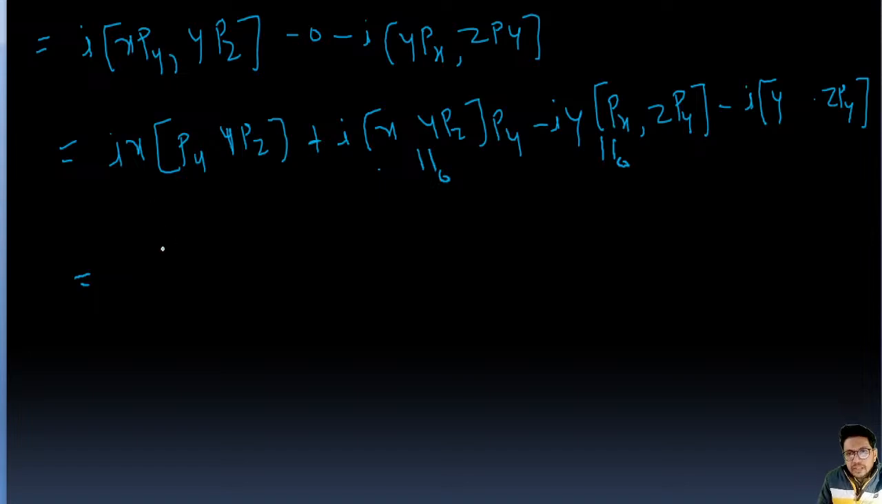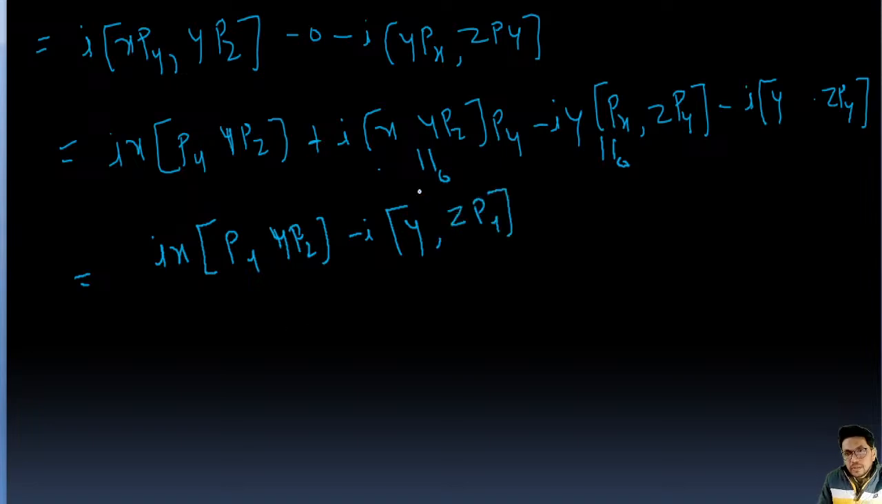Okay, so this is going to be iota x, this term will remain. This is going to be py ypz, okay, minus iota y, this term. Okay, iota y zpy. This term and this term are 0. Okay, this is 0.